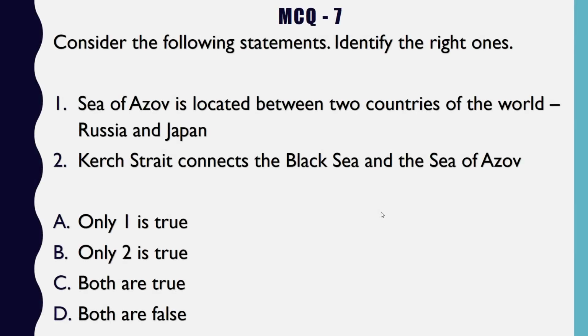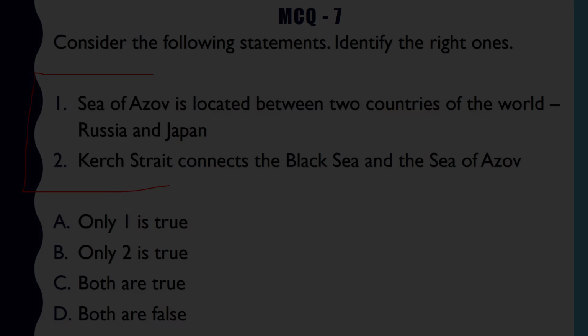So here we are on question number 7, quite interesting. You have to read the following statements and identify the correct ones. The first statement is, Sea of Azov is located between Russia and Japan. Okay. The second statement is, the Kerch Strait connects the Black Sea and the Sea of Azov. Okay, so definitely we need to have a look at the map.